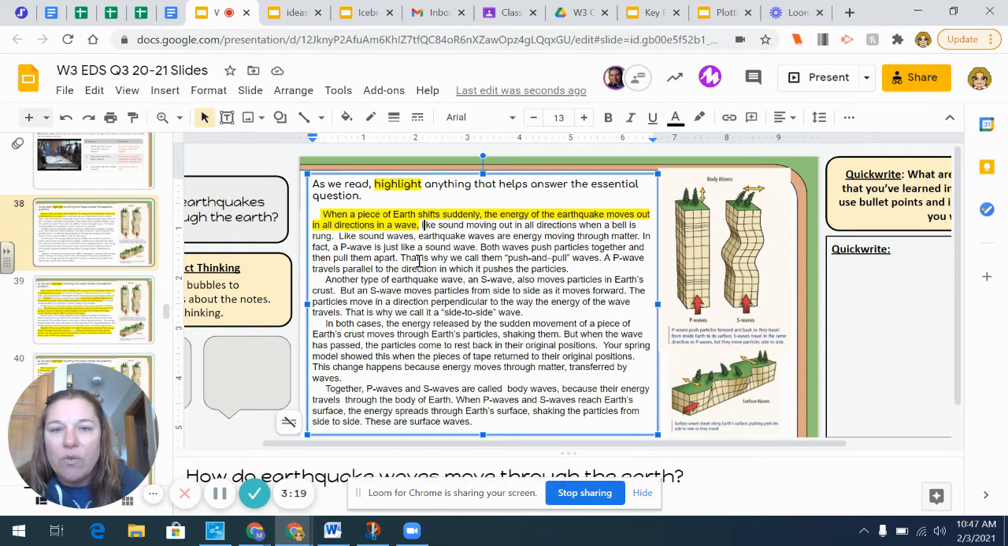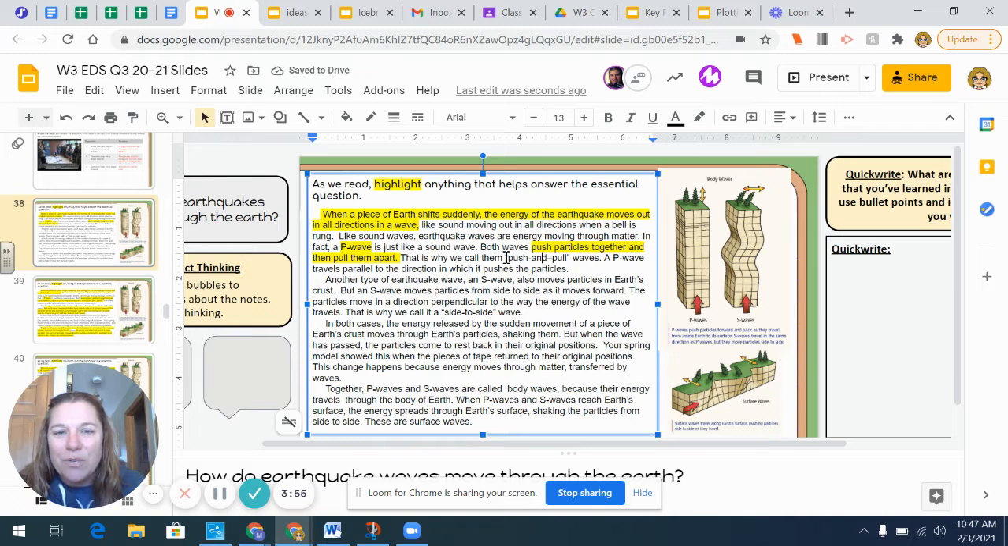Like sound waves, earthquake waves are energy moving through matter. In fact, a P wave is just like a sound wave. So we're kind of getting into that idea of different types of waves here. Both waves push particles together and then pull them apart. So I'm going to highlight P wave so I see it. And then I'm going to do this part: push particles together and pull them apart. And I'm kind of peeking at what I highlighted the other time I read this, and I highlighted different stuff, and that's okay.